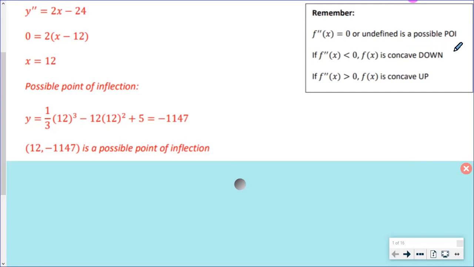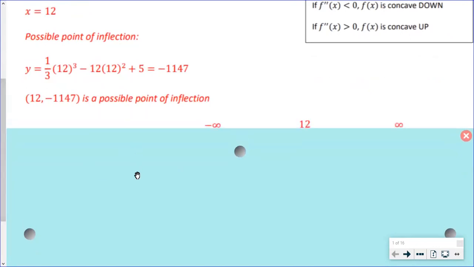However, in the sign table, when the second derivative is less than 0, a negative number, that proves that the original function is concave down. And when it's greater than 0, f of x would be concave up. That's what we've really learned up till now.